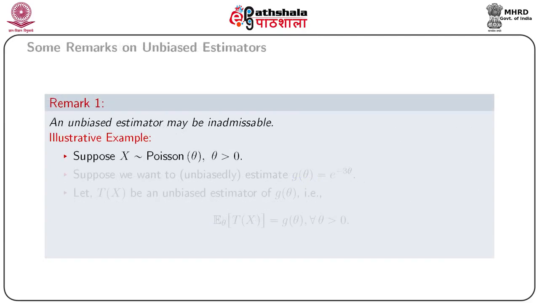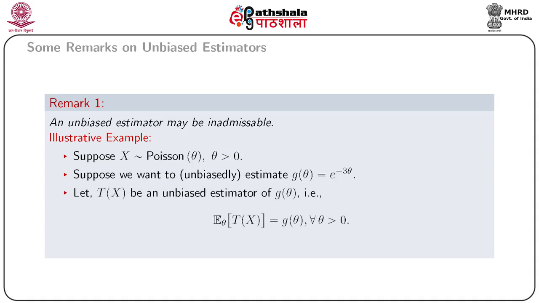Finally, we shall discuss some drawbacks of unbiased estimators. The first drawback is that an unbiased estimator may be inadmissible. Consider the following example. Suppose X follows Poisson with mean θ and g(θ) equals e to the power minus 3θ, where θ is greater than 0. Let T(X) be an unbiased estimator of g(θ).